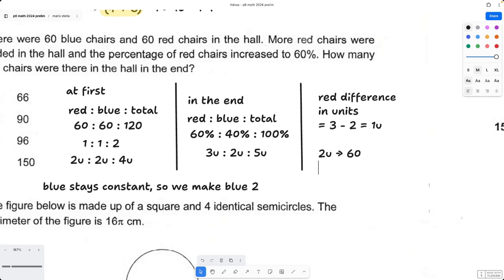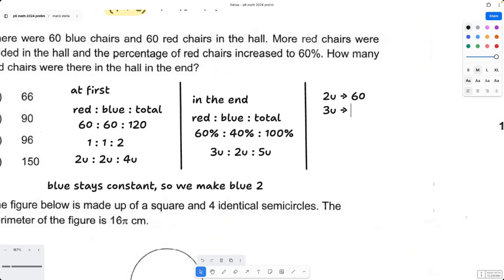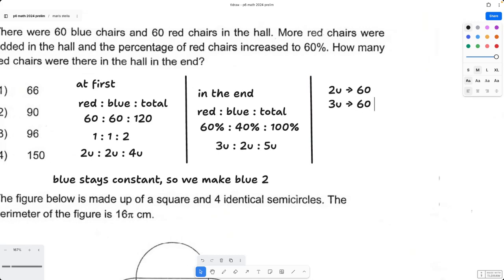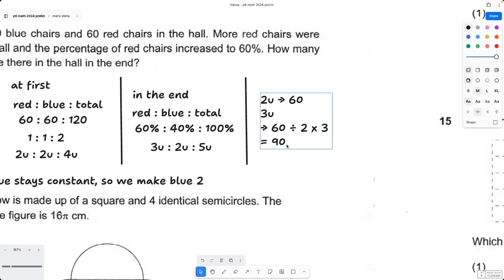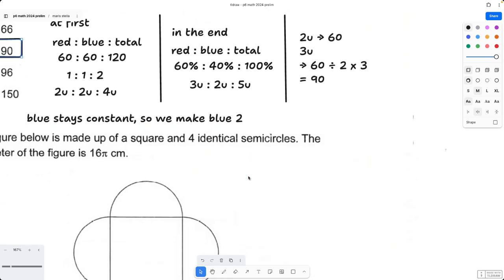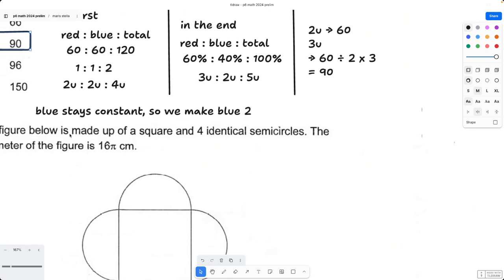Rate difference 1 unit. Actually, no need 1 unit, to be honest. So we know the rate actually. So 2 units is basically 60. So 3 units, because how many chess in the end, 3 units equal to 60 divided by 2 times 3. So it's basically 90. There you go. So that's the answer, 90. Okay. So, that's it. Let's move on to the next question.